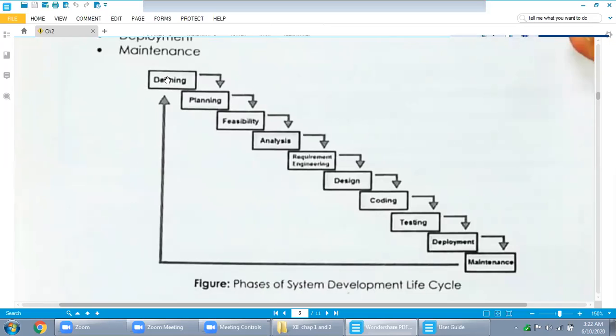These are the steps, these are the phases when you are going to develop any software project. So you must follow these phases in order to fulfill the requirements of an organization. The output of the defining phase is the input to the planning phase. Similarly, the output of the planning phase is the input to the feasibility, and so on.